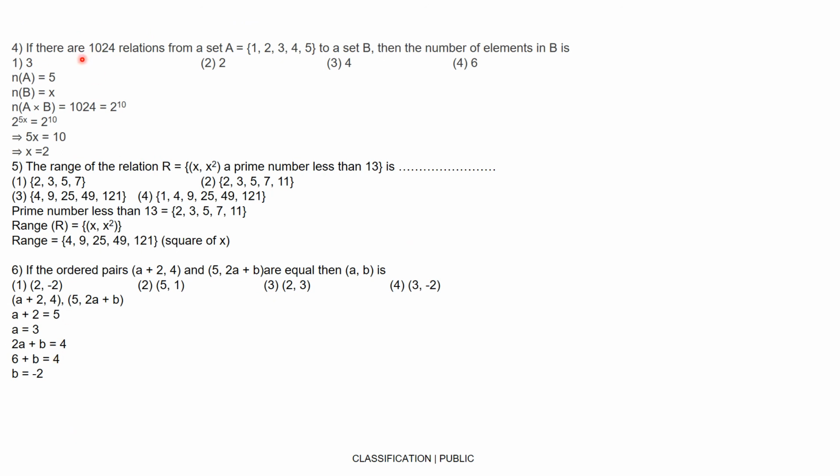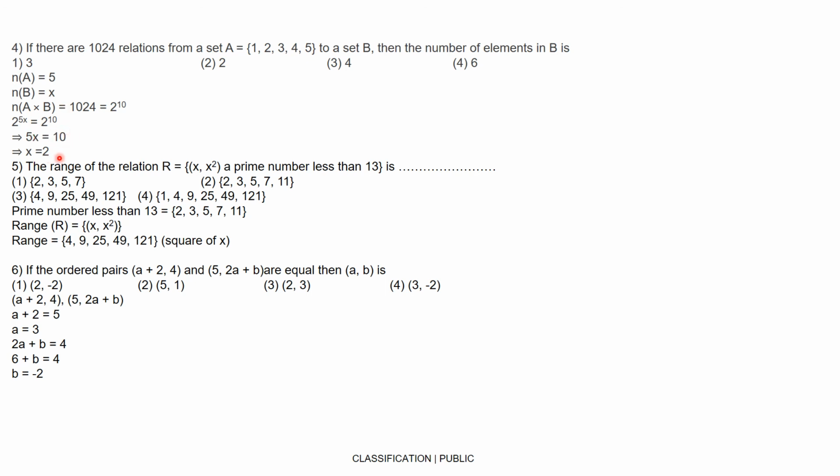Next sum, if there are 1024 relations from A equal to {1, 2, 3, 4, 5} to B, then find the number of elements in B. So n of A equal to 5 and n of B we don't know, so we keep it as x. So n of A cross B equal to 1024, our formula is 2 power mn. So 2 power 5x. 1024 we have to do by division, you get 2 to the power 10. So 2 to the power 5x equal to 2 to the power 10. Our rule is, bases are equal, we have to equalize the powers. So 5x equal to 10, x equal to 2.